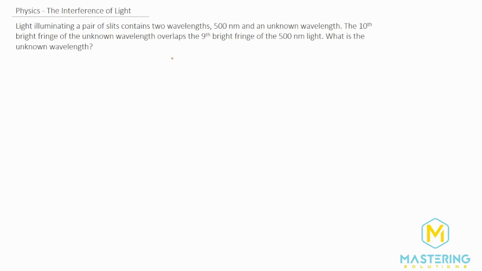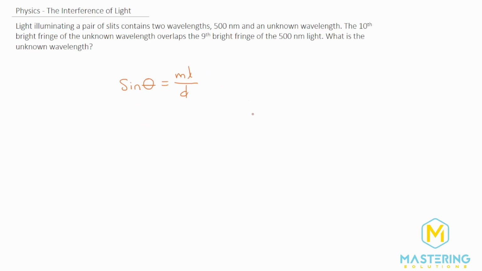This question is kind of tricky because it's really, in a lot of ways, just a logic reasoning puzzle. And so we need to figure out what the unknown wavelength is. They tell us that the two bright fringes are overlapping on the 9th bright fringe and the 10th bright fringe. So let's write the equation first: sine of the angle is equal to m lambda over d. It's a pair of slits, so it is a double slit problem. That's why I use this equation here.